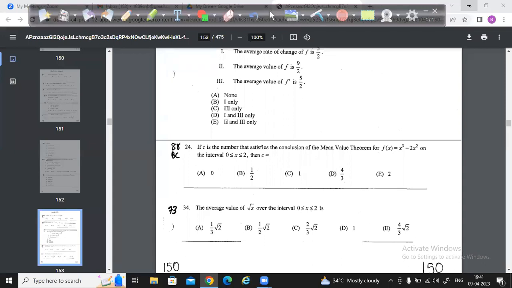Find f dash x. F dash x is 3x square minus 4x. So f dash x should be equal to f of 2 minus f of 0 by 2 minus 0. F of 2 is 8 minus 8, which is 0. F of 0 is 0. So I just need to equate 3x square minus 4x to 0.